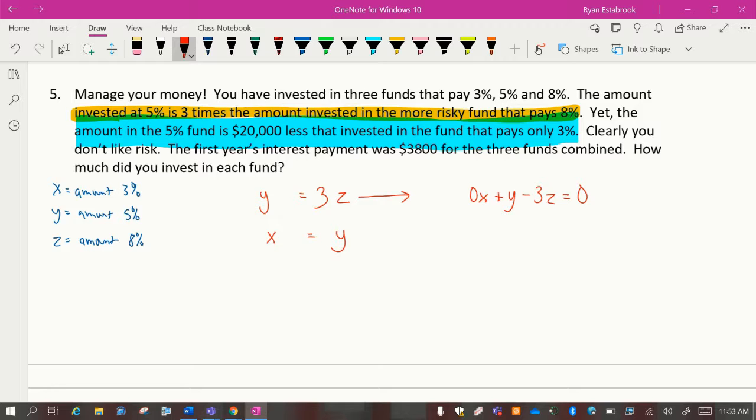And there's two ways you can make it happen. I hear those conversations. Y is smaller by 20,000. So if I add 20,000 onto it, then it will be the same size as the x. As far as the standard form goes, then we have 1x minus y plus 0z. There's no z's in this equation. Equals 20,000.